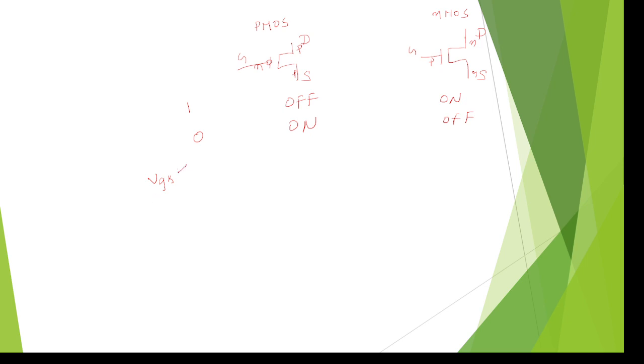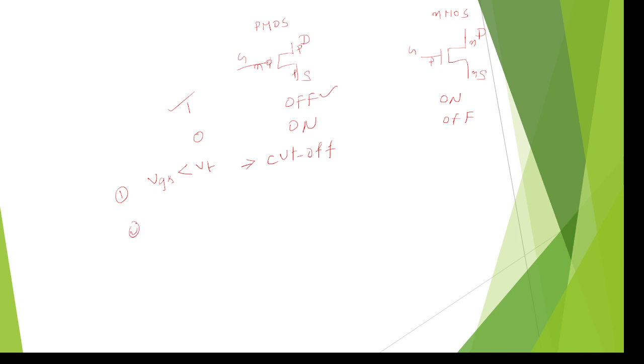The first condition is VGS less than or equal to VT. If the threshold voltage is greater than or equal to VGS, VGS is not sufficient, so it will go to the cutoff region. That's the reason it sometimes goes to the off condition, because there is no sufficient VGS. So it will go to the cutoff region. When you are giving 1, this will not have sufficient VGS, so that's the reason it will go to cutoff.